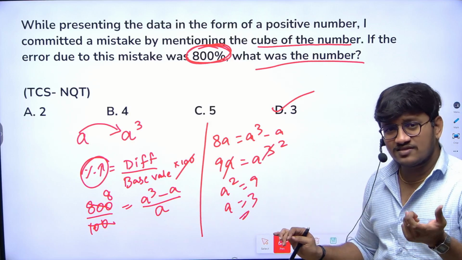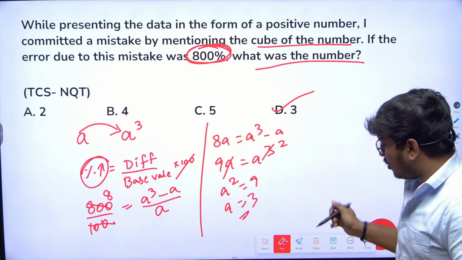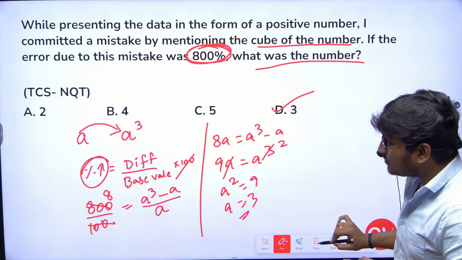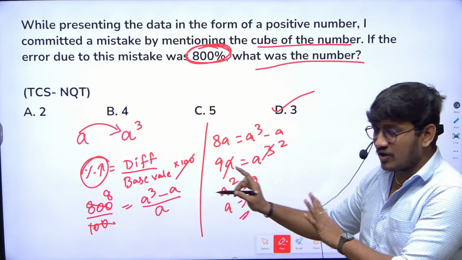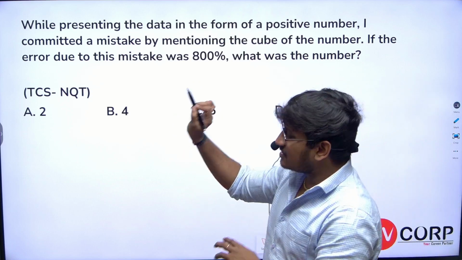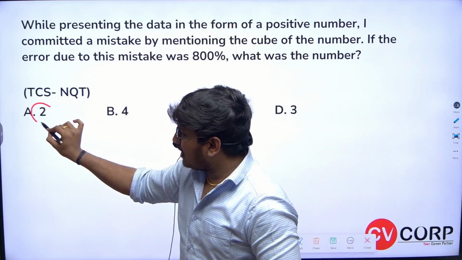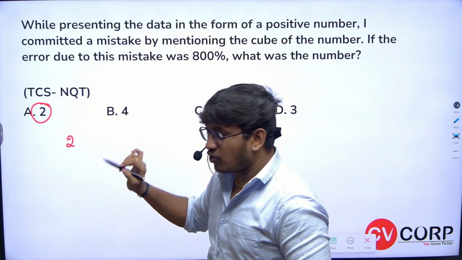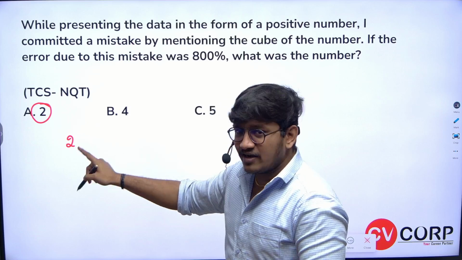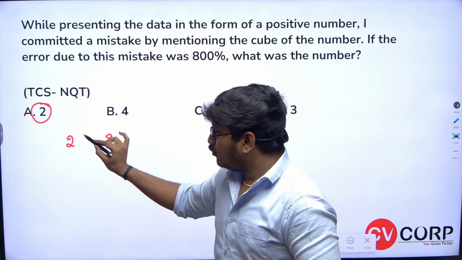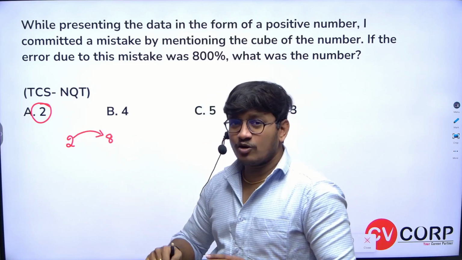And obviously the simple shortcut is, as I said, when you have options available in the exam, just do this method. So I hope you all are clear with this normal approach. So let's go with a simple option verification method. Let's consider if my answer is option A. If my answer is option A, it means that positive number is 2. Instead of 2, I entered cube of that number, which means 2 cube is 8. Because of that, I got an error of 800%.